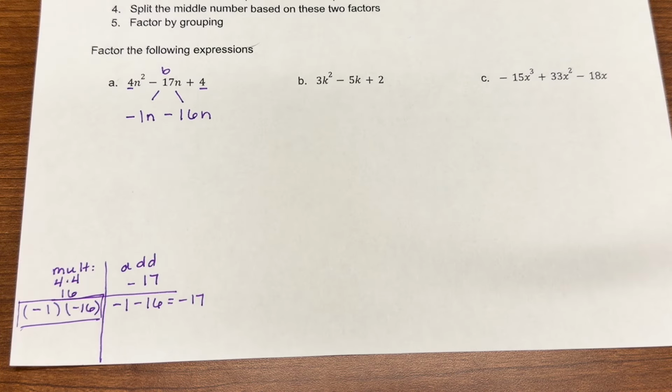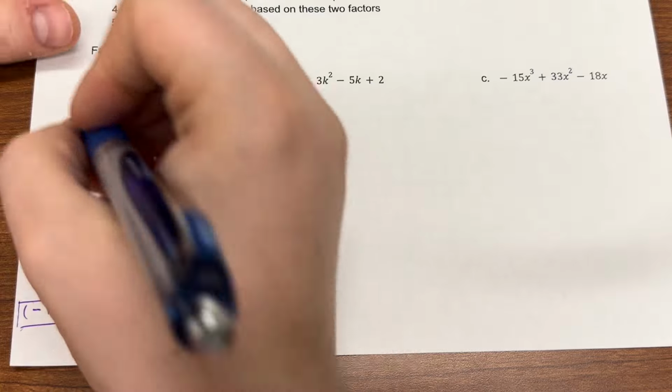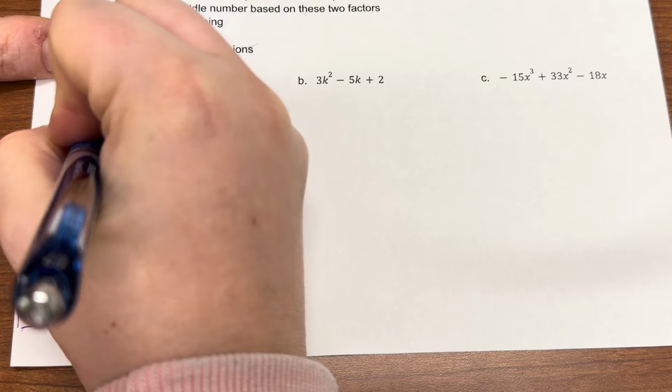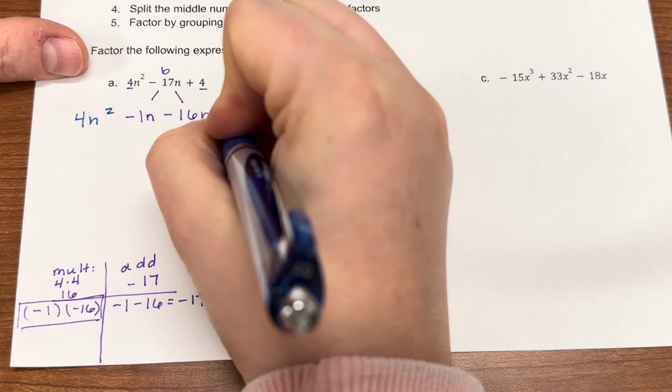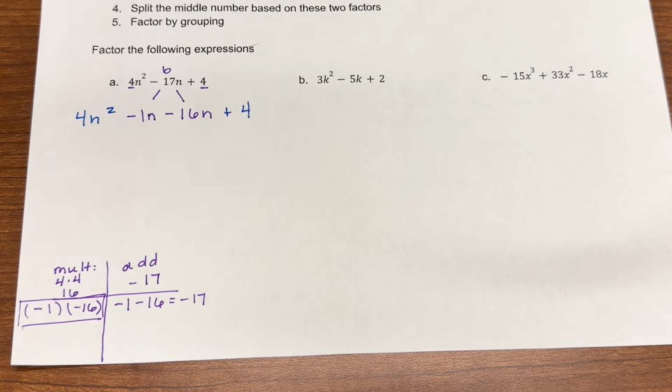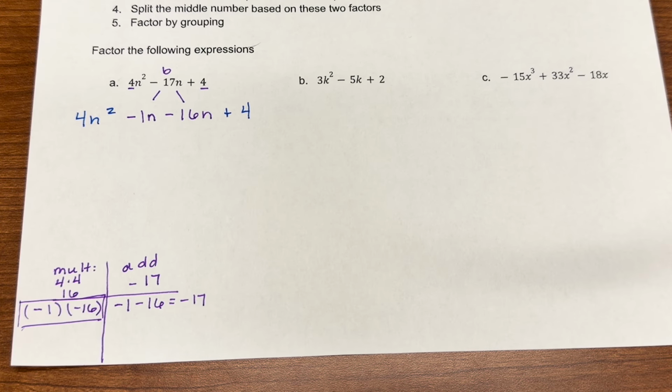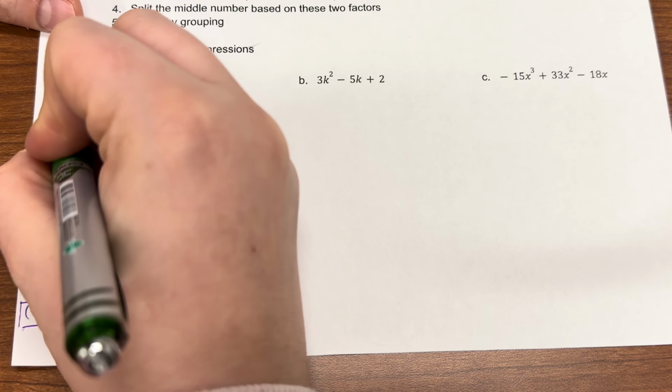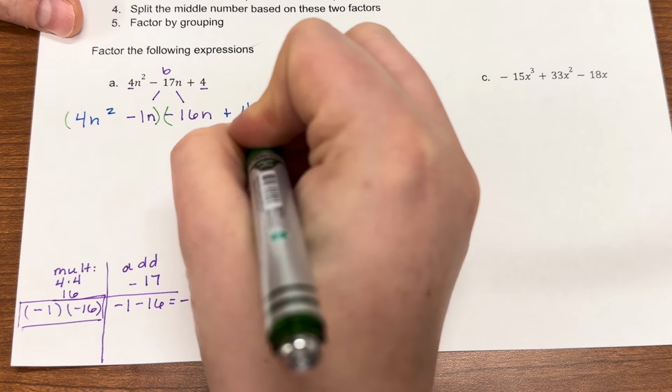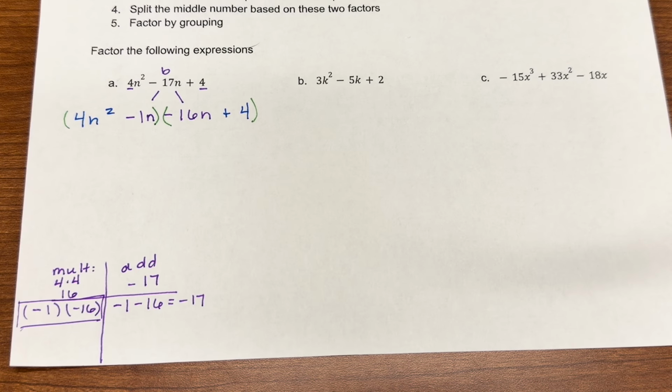The rest of this equation is going to stay the same. So we're still going to have this 4n squared out in front and this plus 4 in the back. And now we use this factoring by grouping technique to finish this off. So we're going to group our first two terms together and our second two terms together.